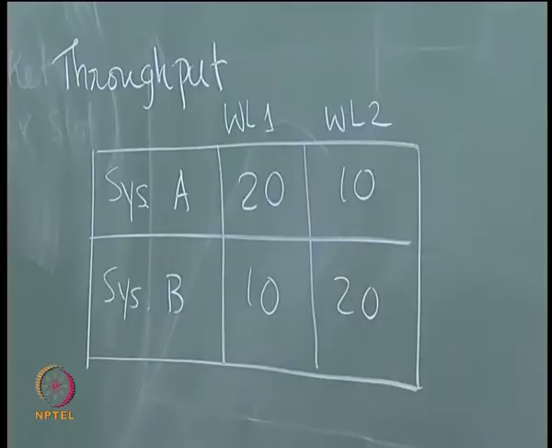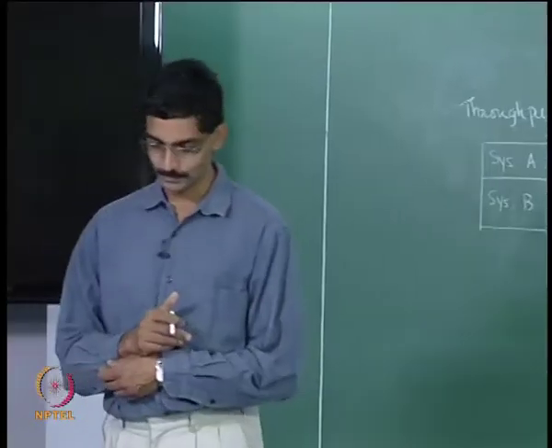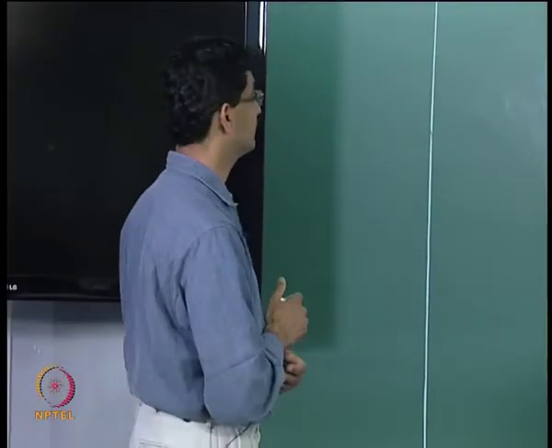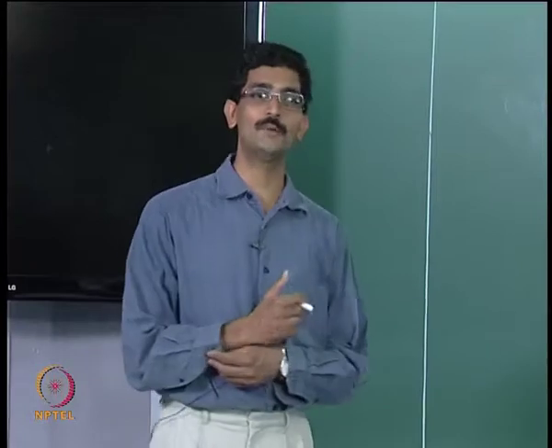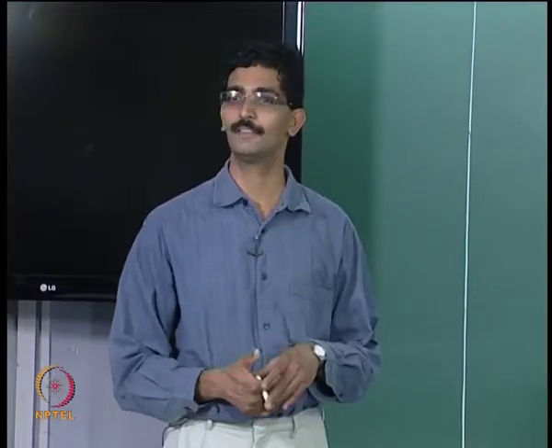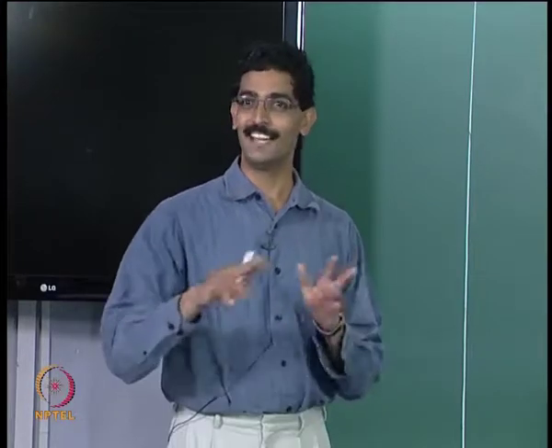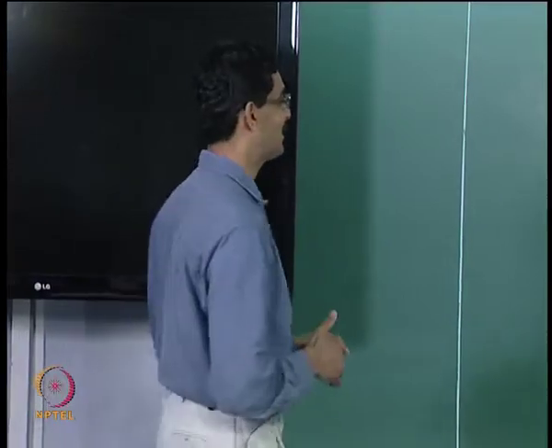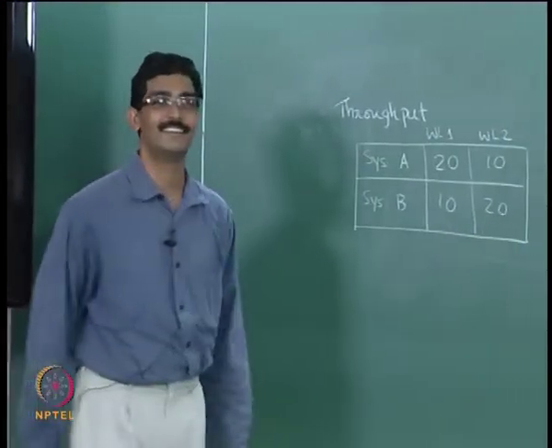Right. So in one workload, system A gave 20 units of throughput, whereas system B gave 10 units of throughput, and it is reversed in the other case. You are supposed to compare these two systems, and only these two values are there. So which is better? This is again what you will see sometimes in a thesis: I have done two values, I am done, I have compared two different systems. Okay. So which is better?